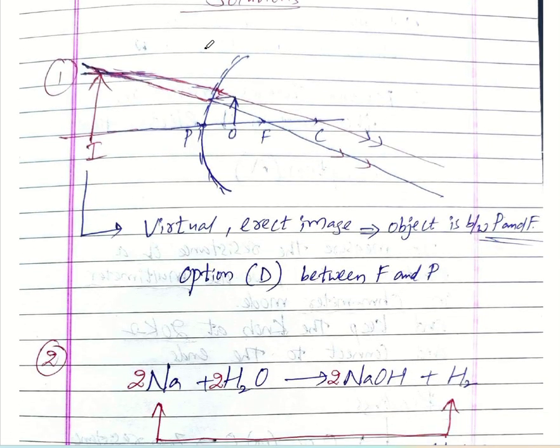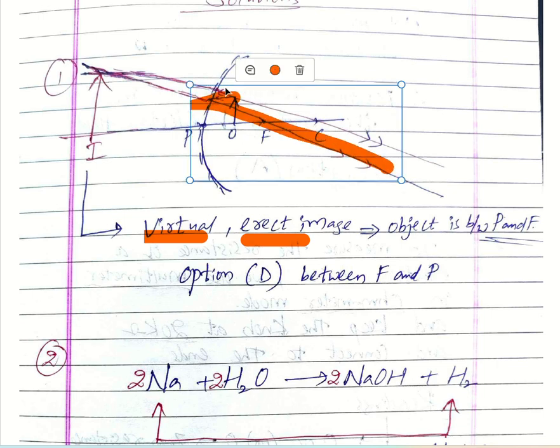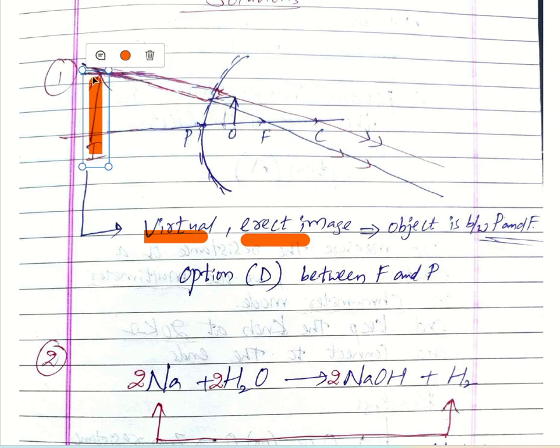So the question is asking about a virtual image and an erect image. If you take a concave mirror and keep the object between P and F, we can draw the image like this. A ray parallel to the principal axis, a ray passing through the focus, and a ray passing through the center of curvature with no deviation. Then they meet here virtually, and we get this. So obviously the virtual image is enlarged and erect. So the option given is F and P.